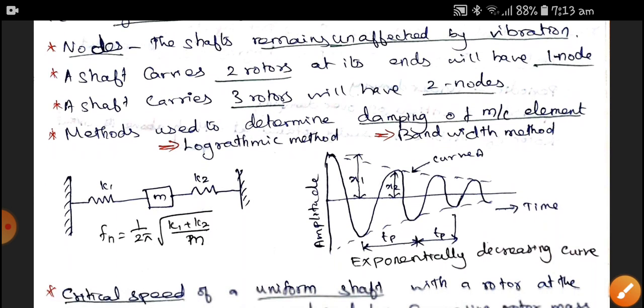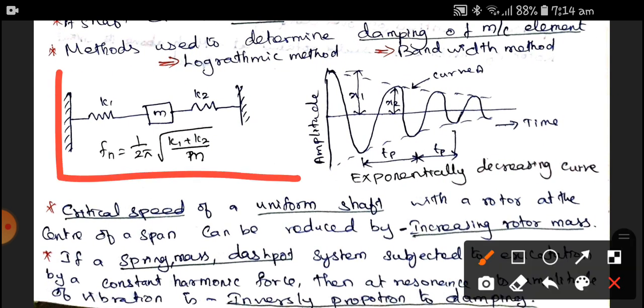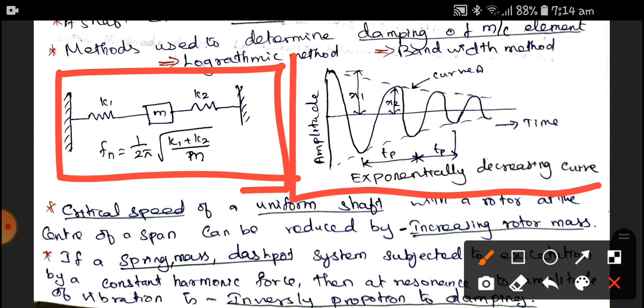And the next one, the methods used to determine damping of machine elements. We have two methods. One is the logarithmic method, another one is the bandwidth method. Here I have narrated what happens if parallel springs are placed. The vibration natural frequency formula becomes like this, and the damping logarithmic decrement graph I have shown here.